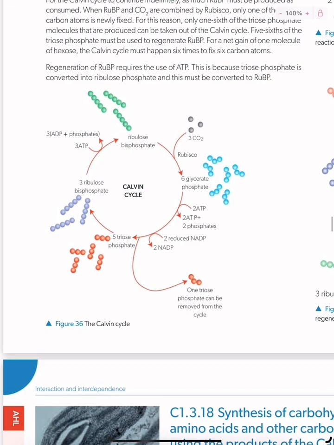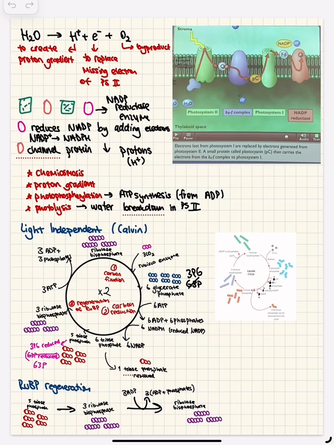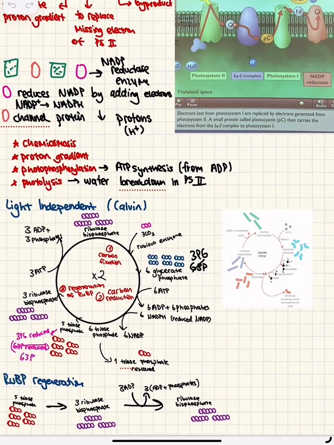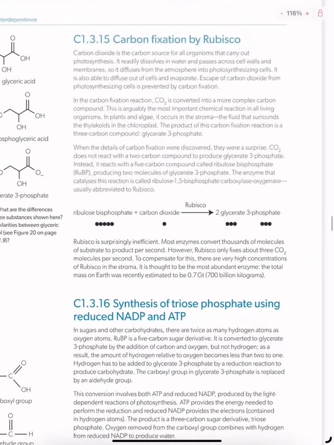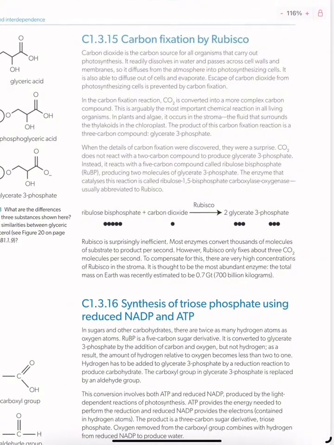Now this is the Calvin cycle. Now here you can see the Calvin cycle. We have 3 general steps, the first being carbon fixation, then carbon reduction, and the regeneration of ribulose bisphosphate. The first step is carbon fixation.